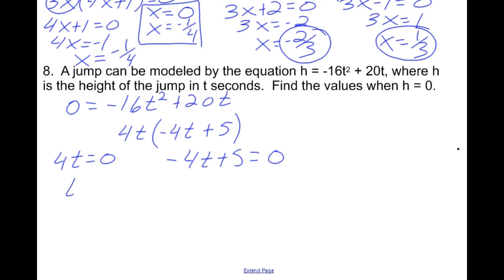Divide by 4, I get t equals 0. And here I subtract the 5, negative 4t equals a negative 5. And then divide each side by negative 4, I get t equals 5/4. Remember, the time is in seconds. So I have two numbers. I have a 0 and a 5/4 seconds.